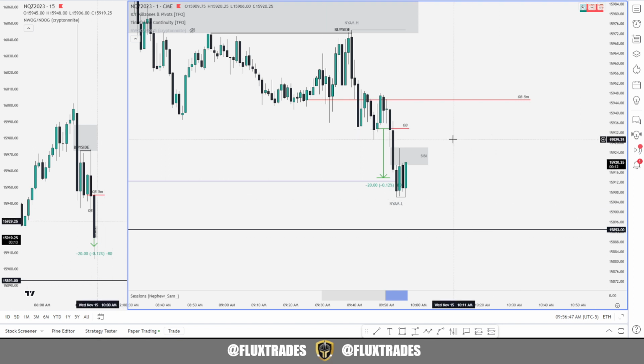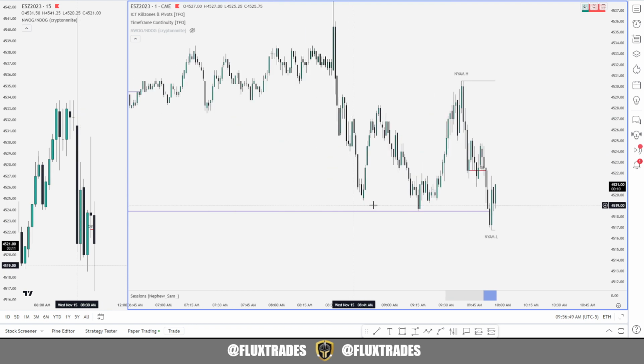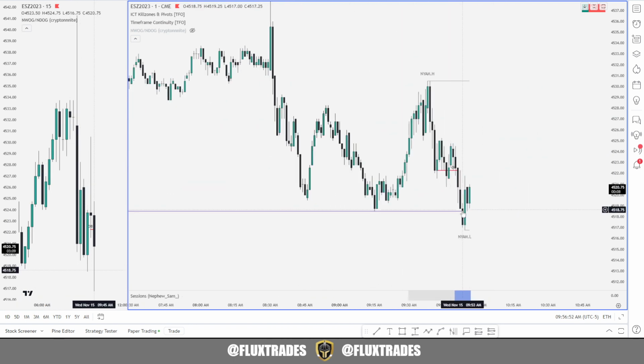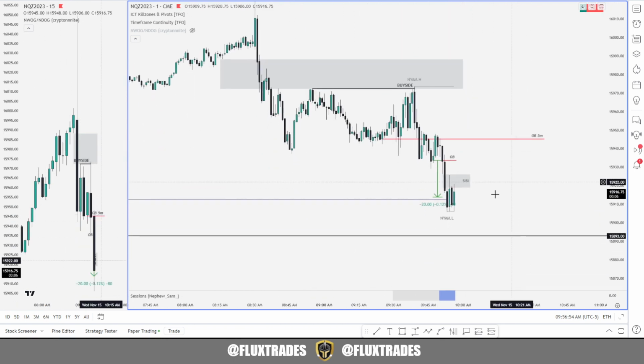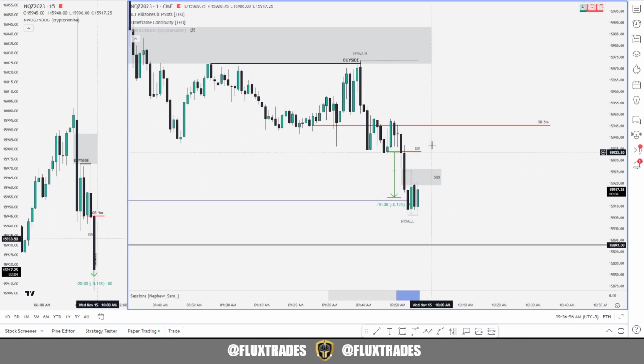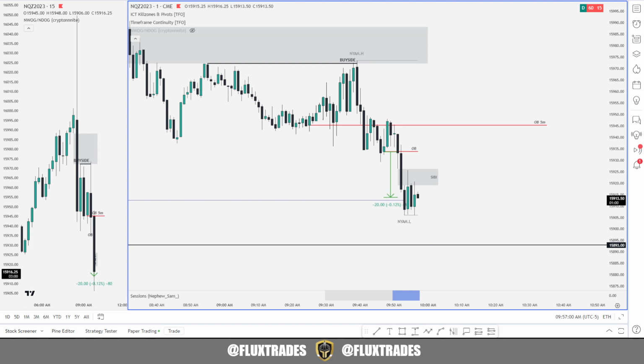Now I got to be careful as well. ES is sweeping, just swept out their relative equal lows in the London session. So another reason why it's probably smart to take it off quickly there in case we just get a slight retracement. Don't want to get stopped out on a profitable trade.